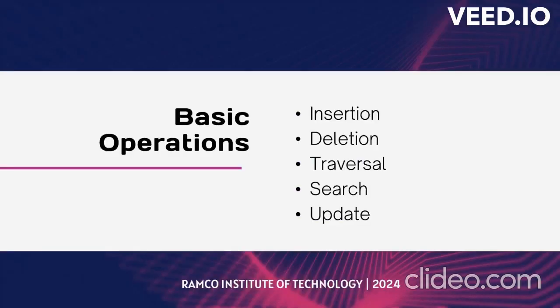Then basic operations. We have five basic operations: insertion, deletion, traversal, search, update. So let us see the basic operations in this video, and also some more operations like finding the size of the list as well as reversing the list in this video lecture.